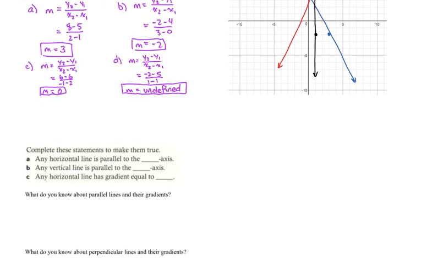So the next part is considering the properties of different types of lines. So when we think about horizontal and vertical lines, a horizontal line, like the green one we saw above, runs parallel to the horizontal axis, so it's parallel to the x-axis. A vertical line, like the black one, runs vertically or parallel to the y-axis, and a horizontal line has a gradient that's equal to 0. So the rise over run is equal to 0.